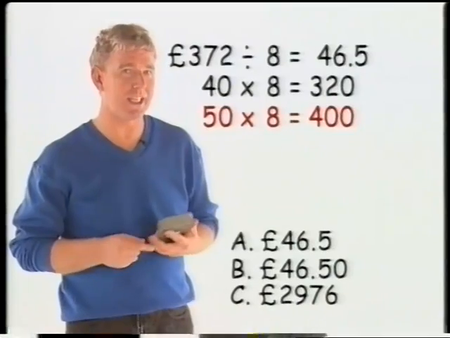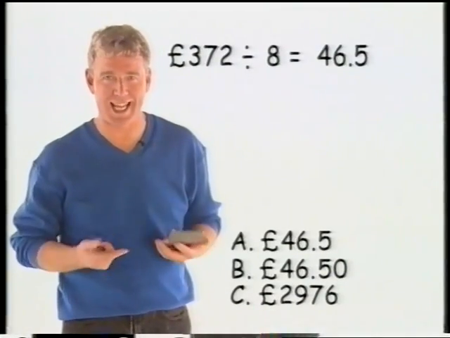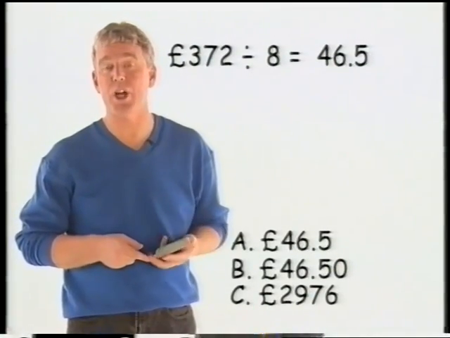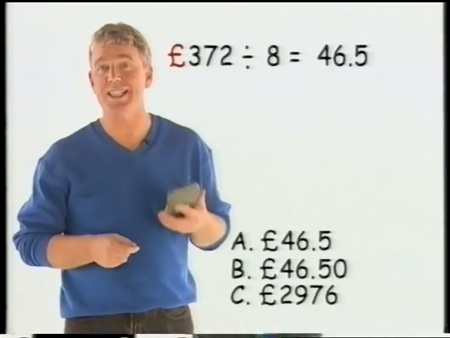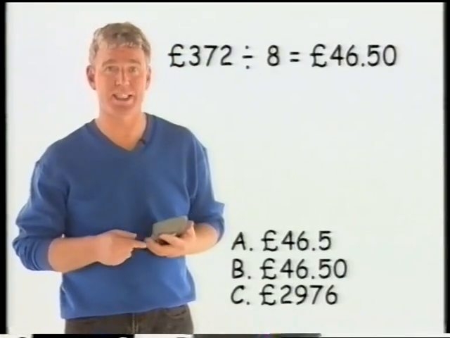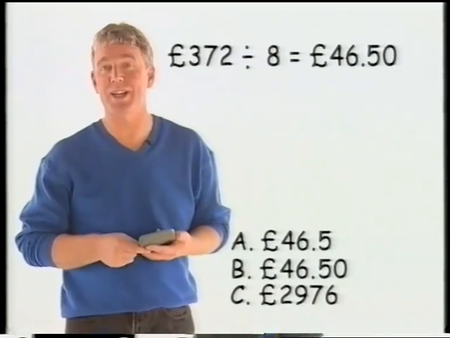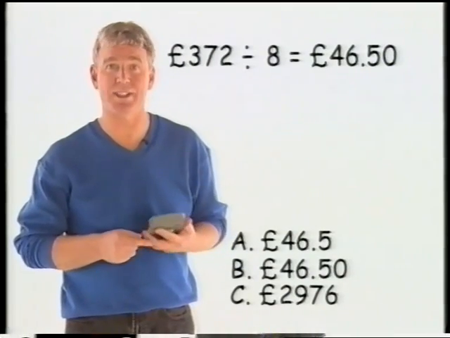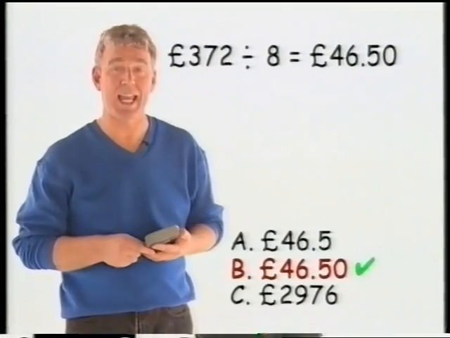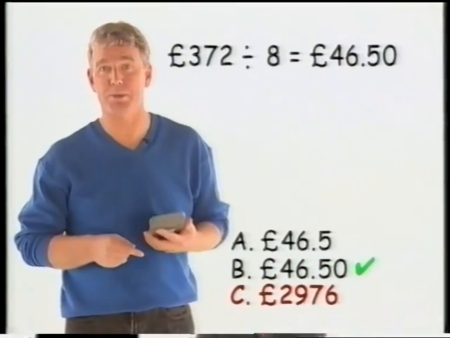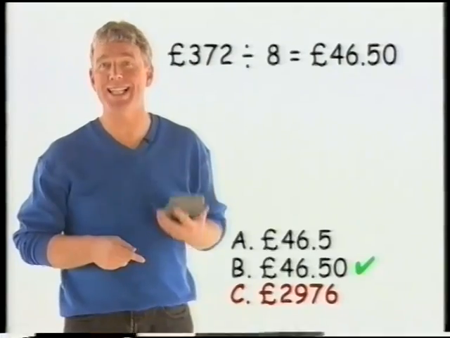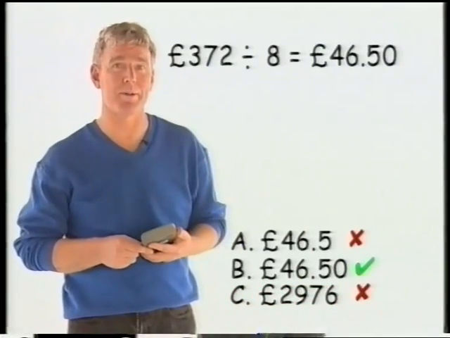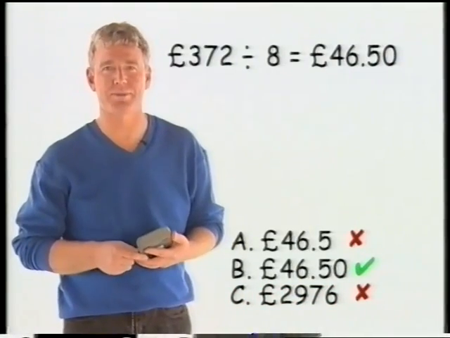But that's not the answer. Look at the question again. It says calculate £372 divided by 8. The answer is in money, so we must give it to 2 decimal places. So the answer is £46.50, or B. If you got C, you must have multiplied instead of divided. Maybe you pressed the wrong key. Now, doing an estimate would have shown you something was wrong. On to the next question.